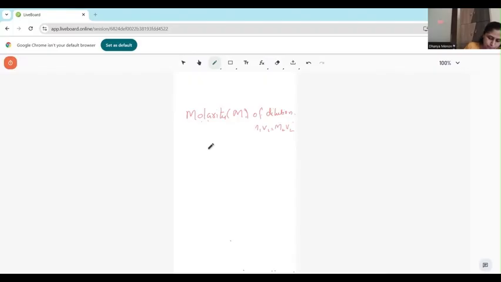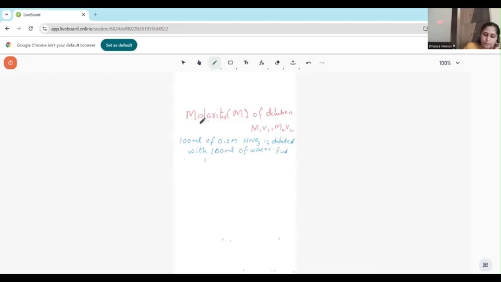Now, 100 ml of 0.2 molar HNO3 is diluted with, these types of questions I have seen a lot in competitive exams, diluted with 100 ml of water. Find the molarity.